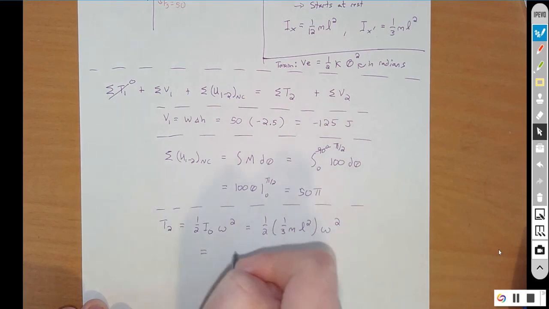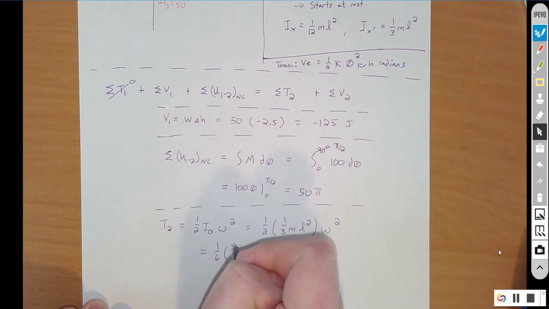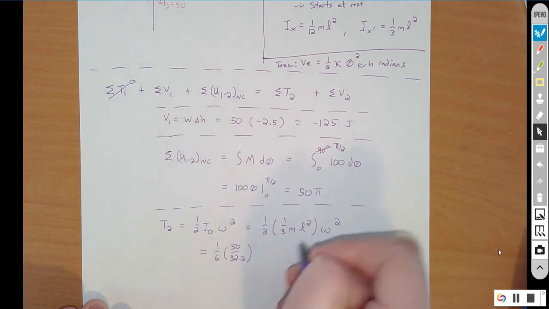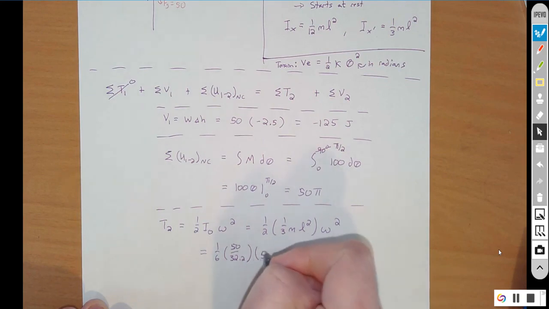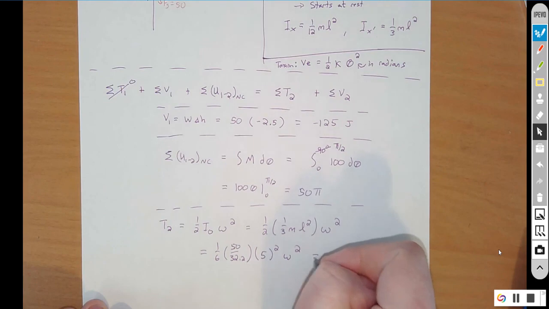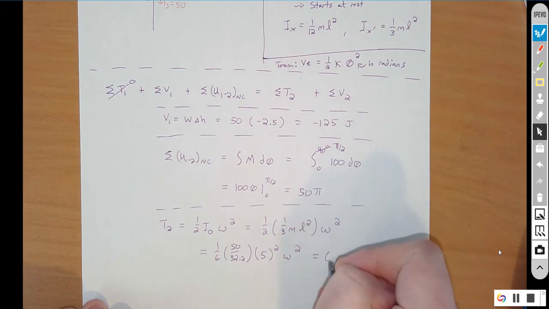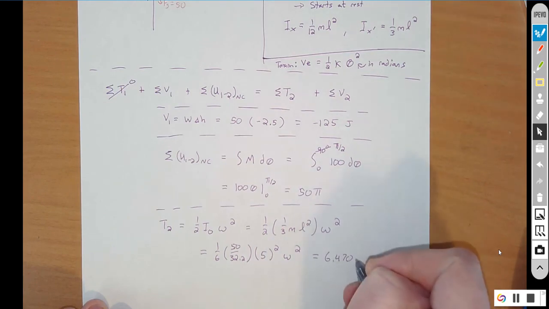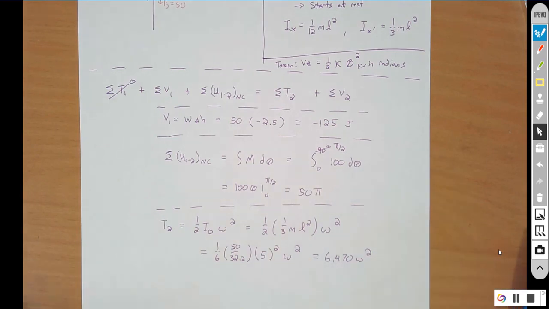So 1/2 and 1/3 will become a 1/6. Our mass is 50 divided by 32.2. Don't forget that pounds is not a mass. L is 5 feet, not 2.5 feet. Make sure you square that. And our omega is what we're trying to find, so we're going to just leave that as omega. And then when we solve that, we will get 6.470 omega squared. So just kind of clean it up before I put it all back together.